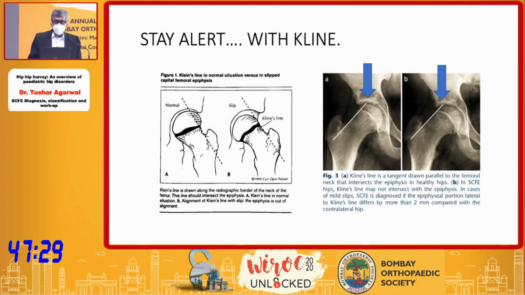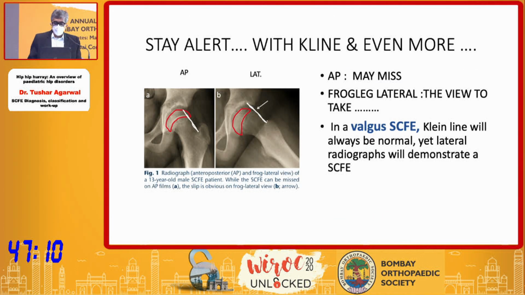The most famous is Klein's line. You draw a line parallel to the superior neck and you find that the capital femoral epiphysis is slipping out of the Klein's line. The important point here is that if it's not slipped out completely, you compare it to the opposite side and it should not differ by more than 2 millimeters. Now Klein's line is not useful in valgus SCFE, so the ideal X-ray is a frog leg view.